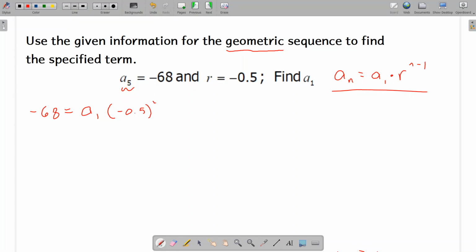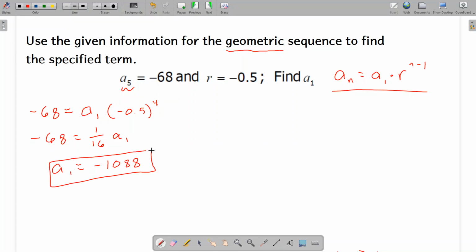So 5 minus 1, so that would be to the 4th power. Now, I'm going to go ahead and start solving this. If I raise that negative 0.5 to the fourth power, that's really going to give me 1/16. And then to divide by that 1/16, or we can multiply by the reciprocal, which would just be 16, that's going to give us A1, our first term, equal to negative 1088.